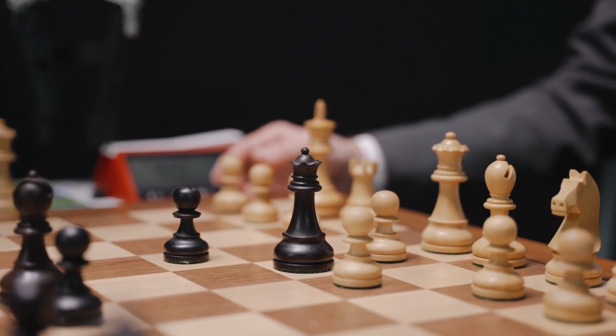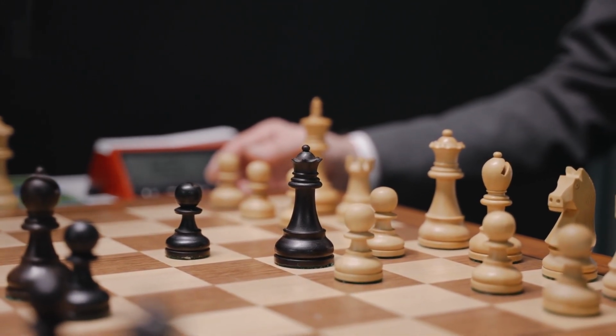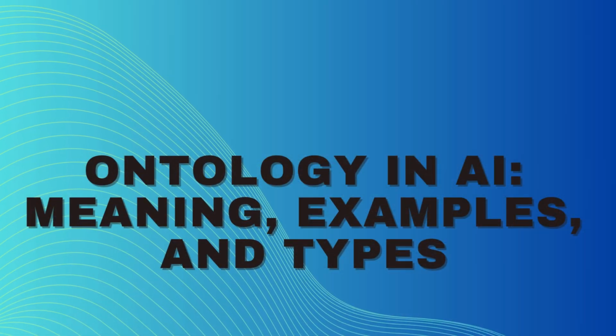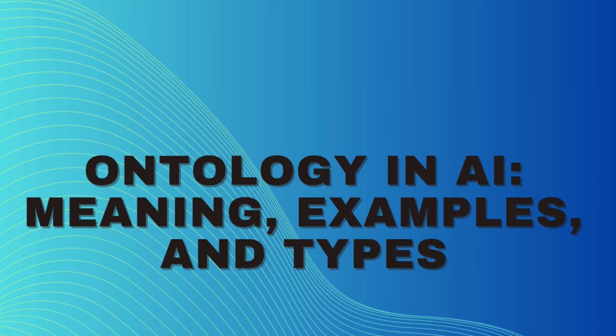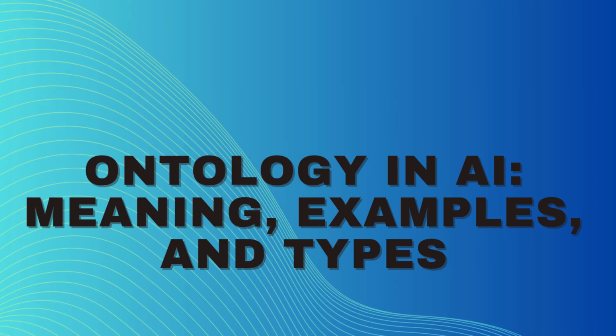I agree, and ontologies are going to play a key role in that integration process. They'll help us build AI systems that are not only intelligent, but also understandable and aligned with human values. This has been such an incredible journey into the world of ontology and AI.